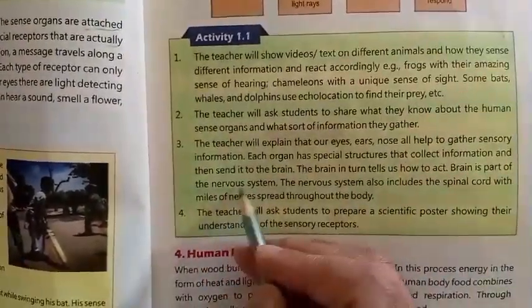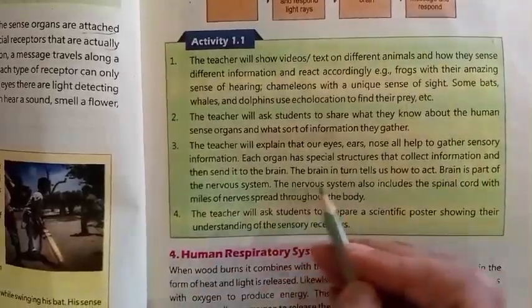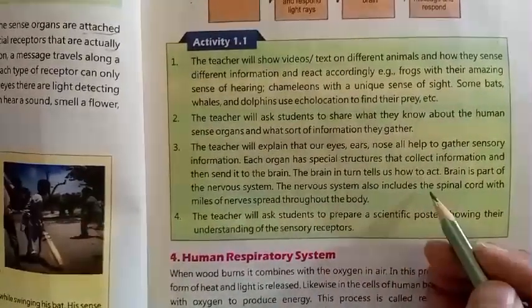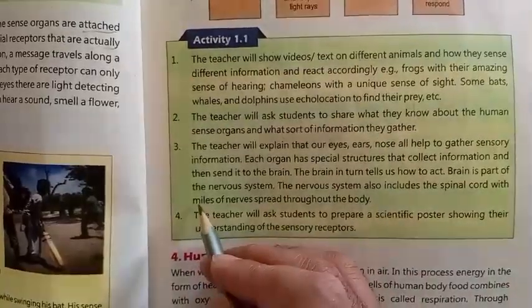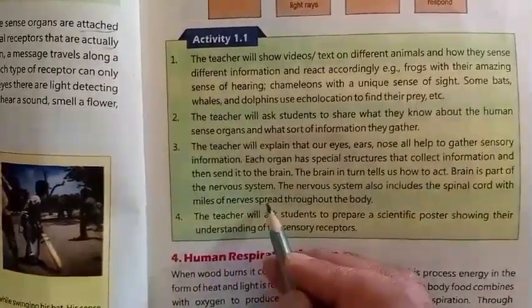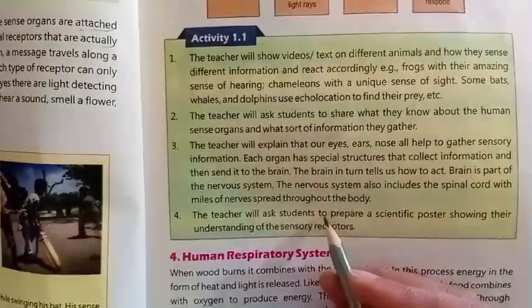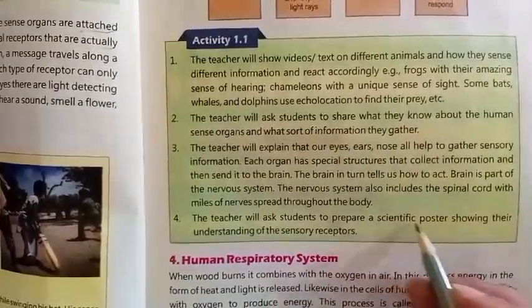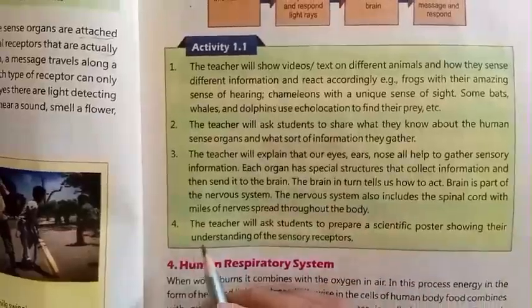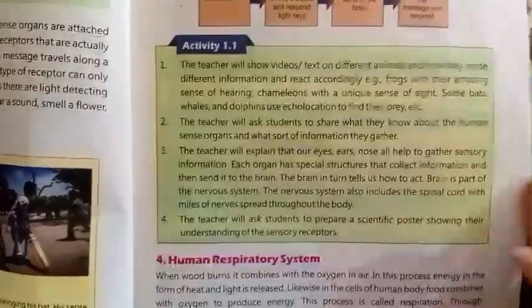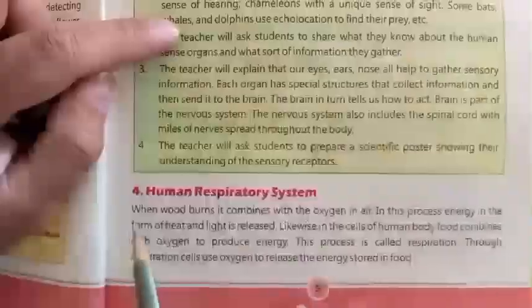The brain is part of the nervous system. The nervous system also includes the spinal cord with miles of nerves spread throughout the body. Number 4, the teacher will ask students to prepare a scientific poster showing their understanding of the sensory receptors.